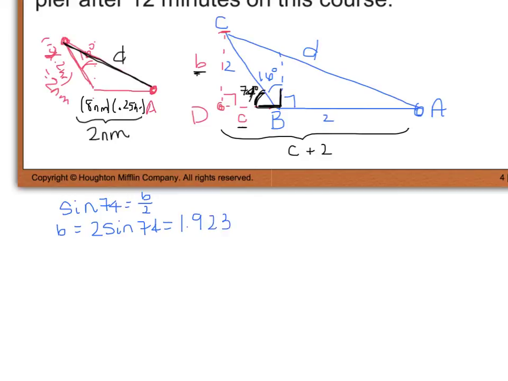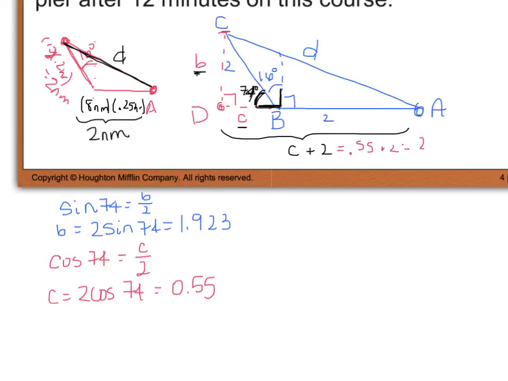I'm going to do the same thing for side length C. Now C is actually going to be adjacent to, so I'm going to take the cosine of 74 degrees and say that that's equal to the adjacent side of C divided by the hypotenuse of 2. So then C is equal to 2 times the cosine of 74 degrees, which again I'm going to store, but this is going to give me something around 0.55. And from this information, I now know that this big side length right here is going to be equal to C, which was 0.55, plus 2, or somewhere around 2.55. And again, I'm using the stored values on my calculator so I get a more precise answer other than 2.55.